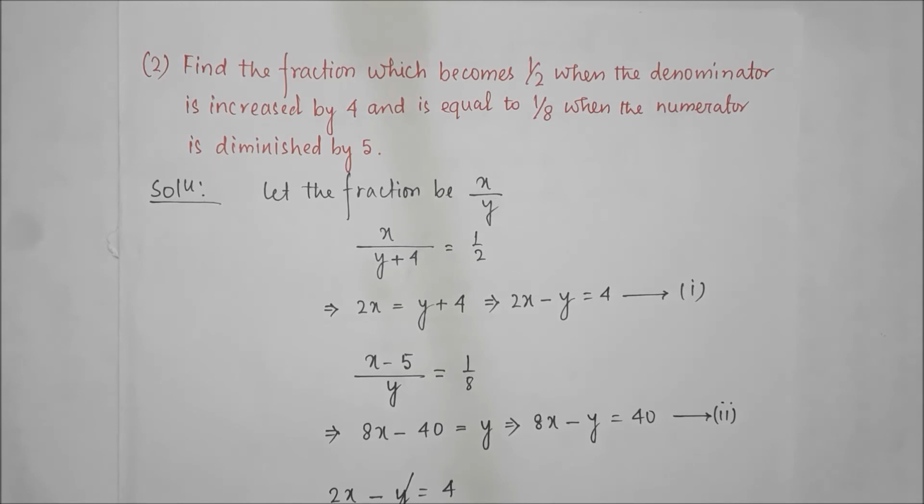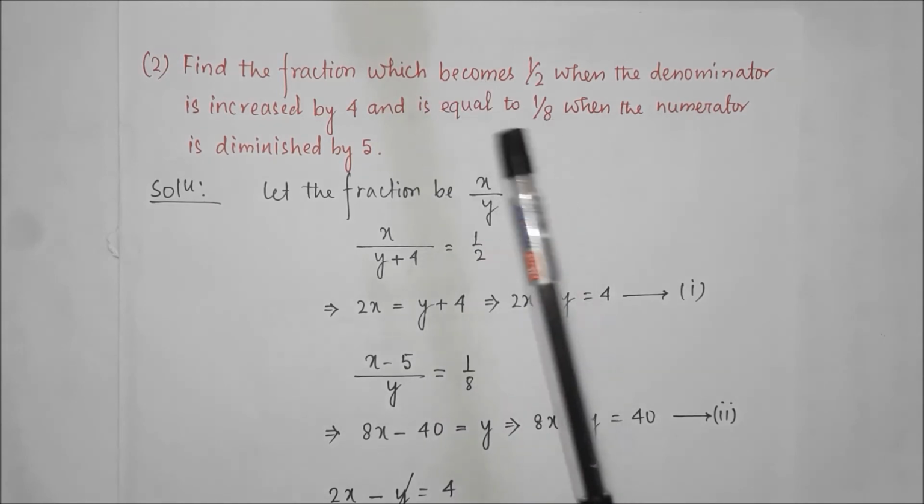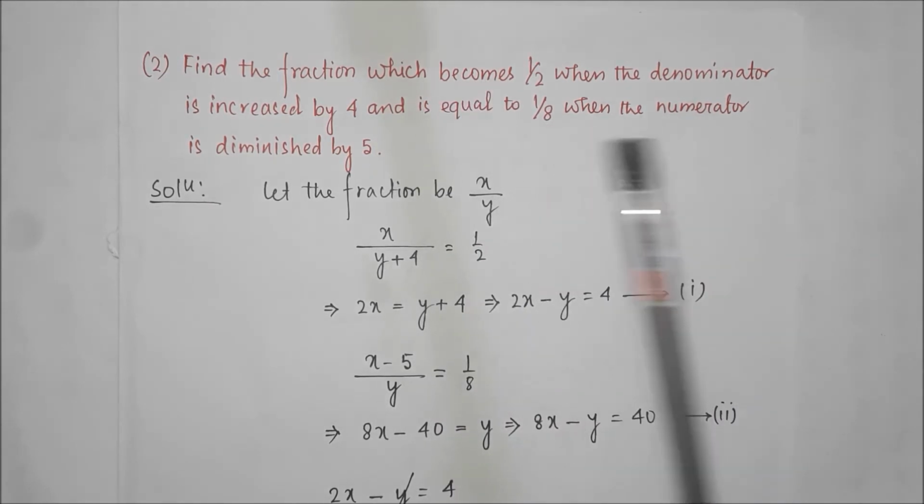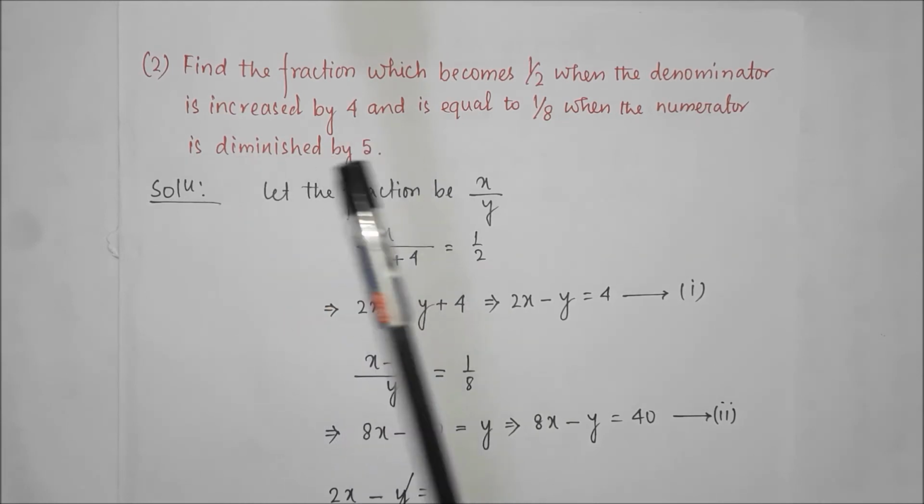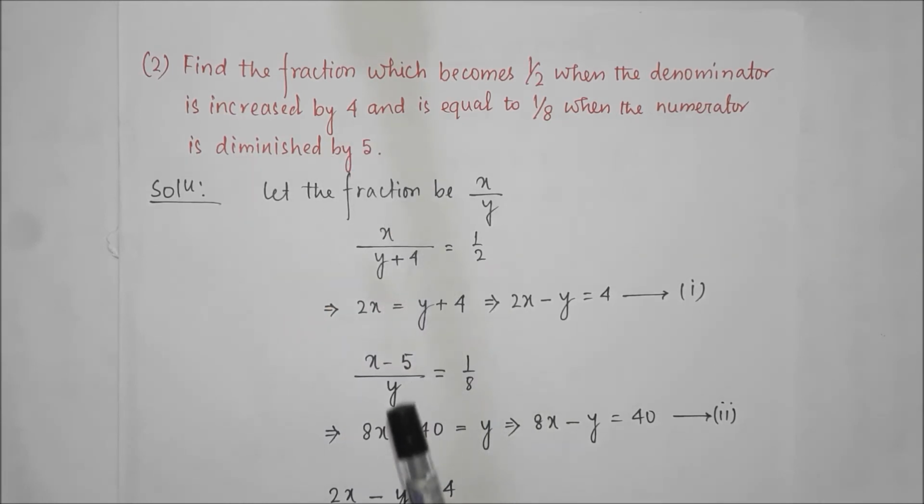Now the second condition given is equal to 1 by 8 when the numerator is diminished by 5. So numerator is diminished by 5 means x minus 5 by y equals 1 by 8. If you apply the cross multiplication, you will get 8x minus y equals 40. This is equation 2.